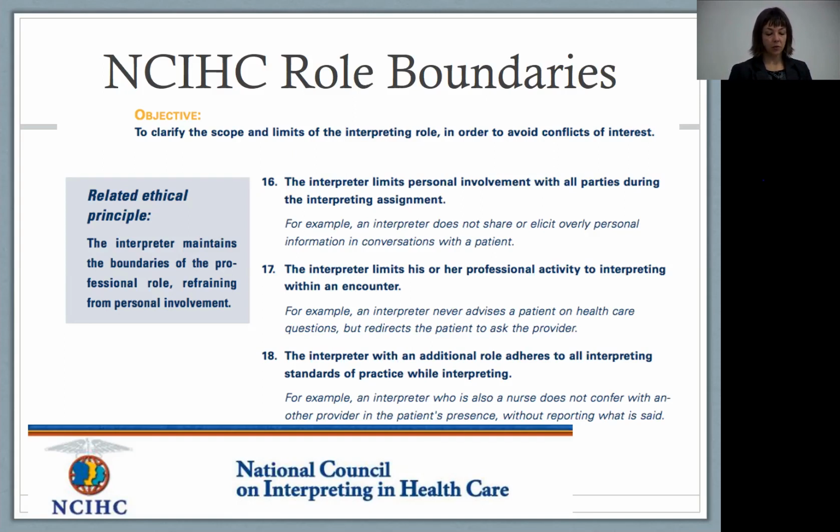And so the National Council talks about how you want to limit the interpreting role. We're there to interpret, as complex as that is, which is a very complex task. And we do that so that we can avoid conflicts of interest. So you limit your personal involvement with parties. You limit your professional activity to interpreting. You're not doing other services, which I think is what a lot of people want to do and do. And if you're a dual role interpreter, then you stick to your role as an interpreter when you're dual role. So they're very specific in that.